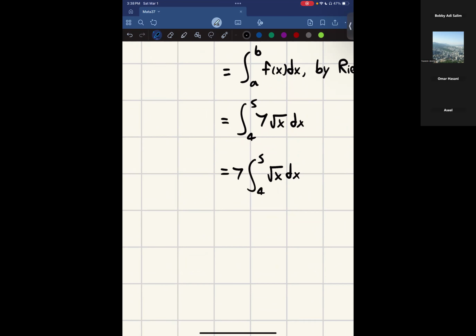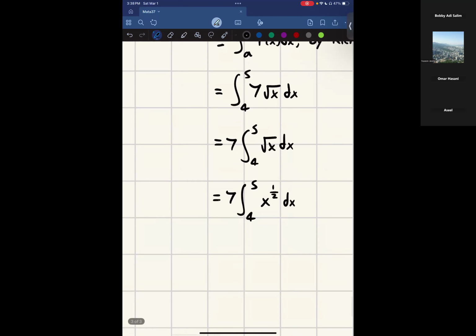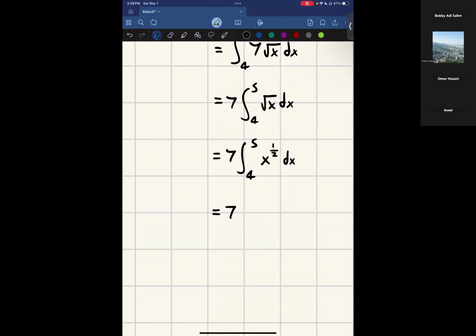So the antiderivative of root x. Yeah, exactly. So in general, we can write this as x to the half dx. And we know that this is just going to be... so now we're going to add 1 to the exponent. So it's going to be x to the 3 by 2 divided by 3 by 2.